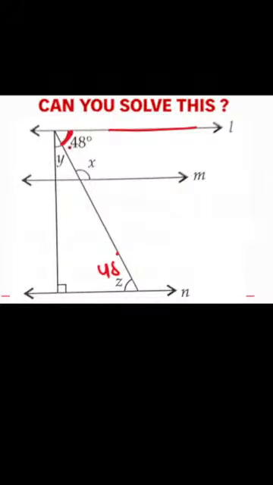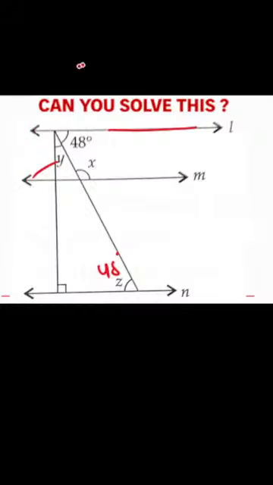Now you can do one thing. There are multiple approaches. Either you can apply the angle sum property in this triangle and solve for y, or you can just write that y plus 48 is equal to 90. Then also you can solve for y because this angle is 90 degrees. That is also going to be 90 because the consecutive interior angles are supplementary, right? So y is going to be 42 degrees.